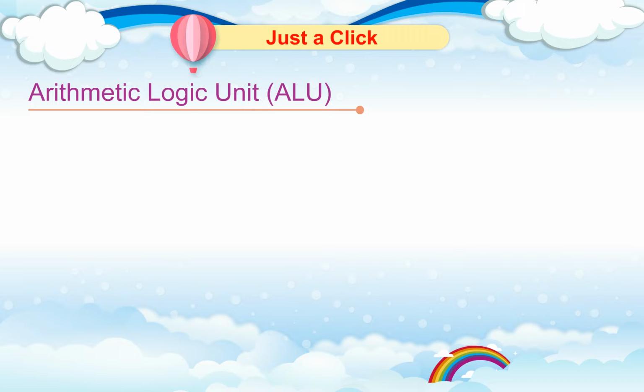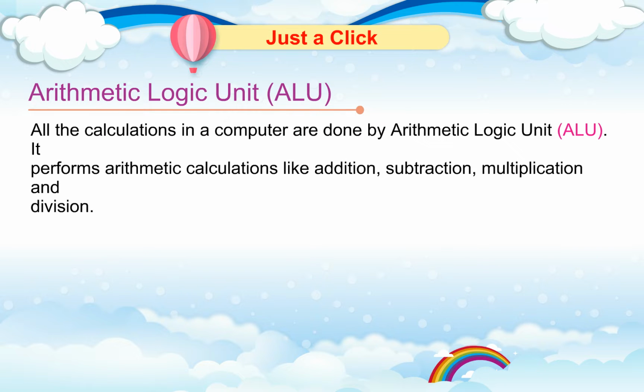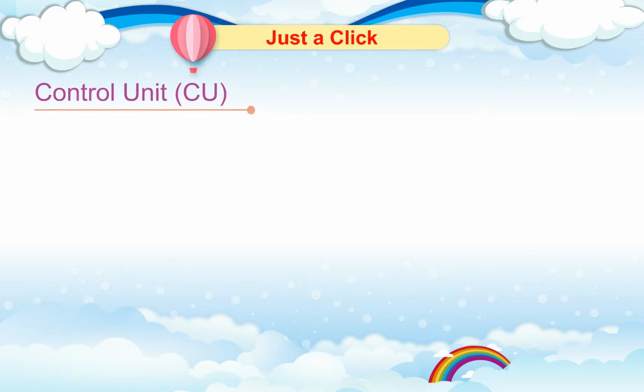Arithmetic logic unit, ALU. All the calculations in a computer are done by the arithmetic logic unit. It performs arithmetic calculations like addition, subtraction, multiplication, and division. It also performs logical operations like finding the greater number or smaller number, etc.